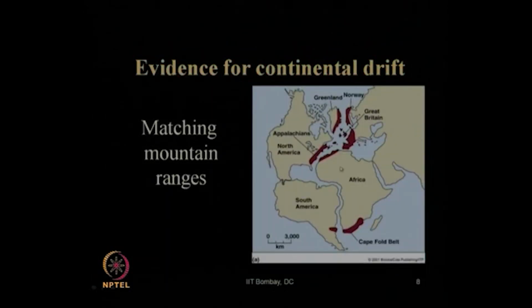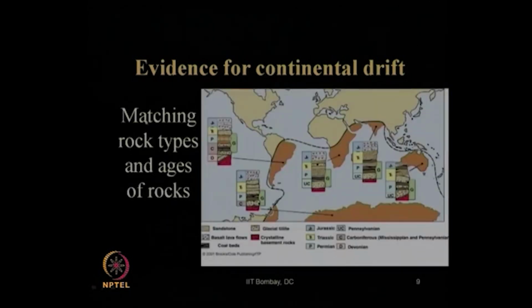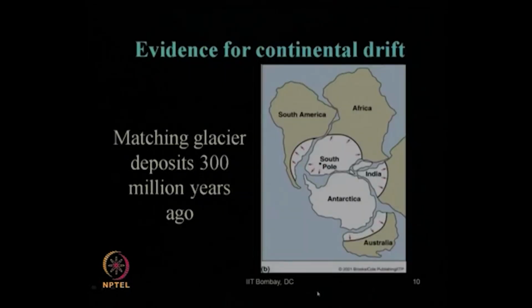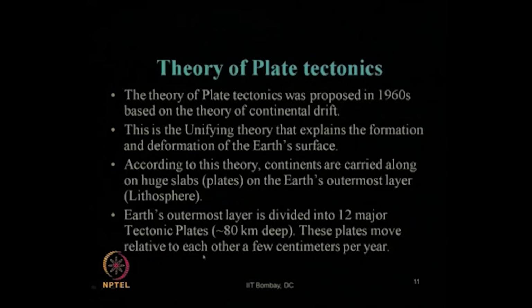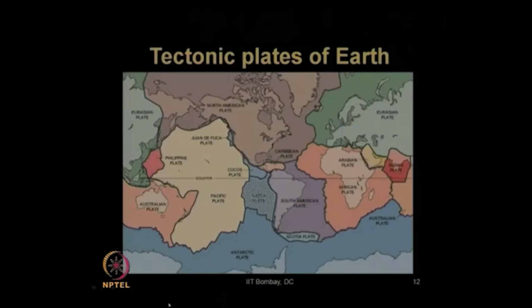This is matching the mountain ranges at different locations. This is through the matching of rock types and edges of the rocks at different locations. This shaded region all are having similar types of rocks, which we have seen. Then matching the glacier deposits 300 million years ago.